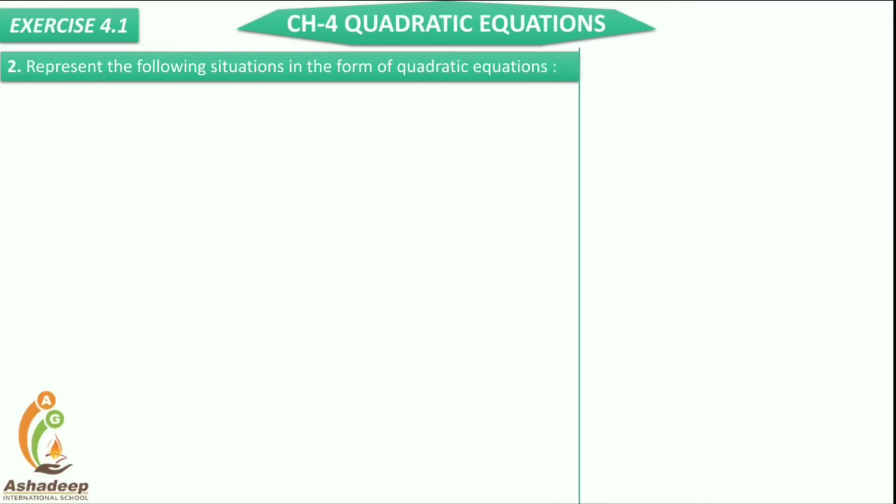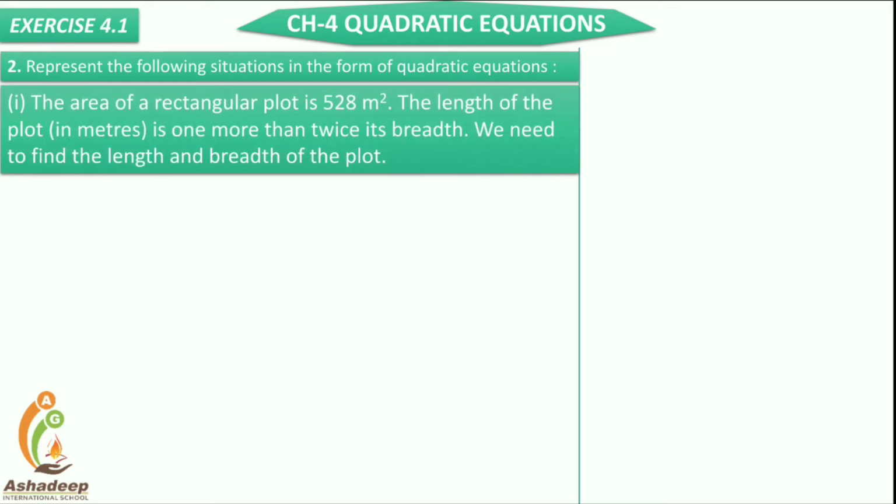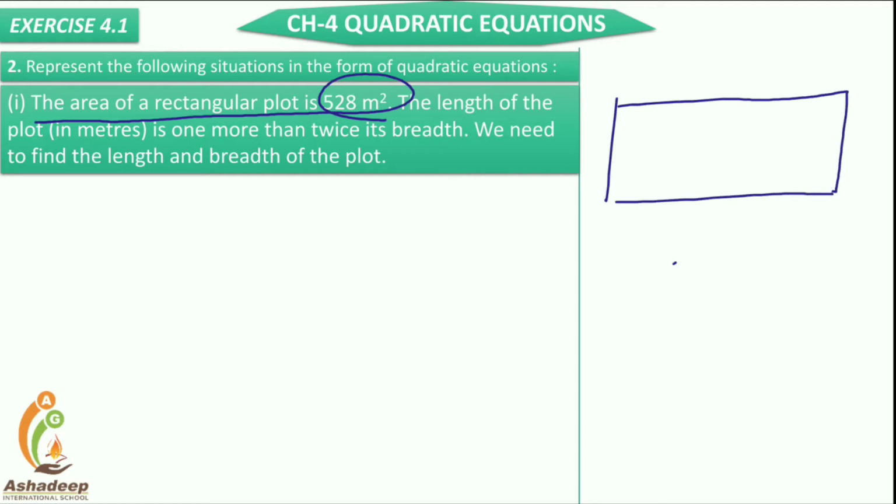So now let's represent the following situation in the form of quadratic equation. The area of rectangular plot is given. Here we just have to write down the quadratic equation, that's it. Right, here it is given that you need to find out, but the question is just we need to write down the quadratic equations. Okay, so see the area of the rectangular plot is, so the plot is a rectangle. What plot is given, brother? A rectangle is given. So what is a rectangle? There is a length and there is a breadth.